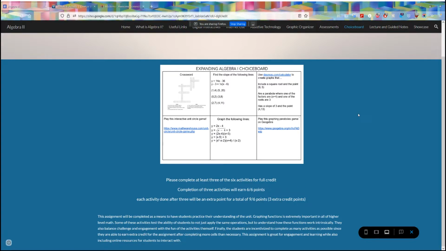Graphing functions is extremely important in all of higher level math, and some of these activities test the ability of students to not just apply the same operations, but to understand how these functions work intrinsically. I have a crossword based on words in algebra, finding slope, using Desmos to find specific lines, a unit circle game, graphing, and a parabolas game on GeoGebra.